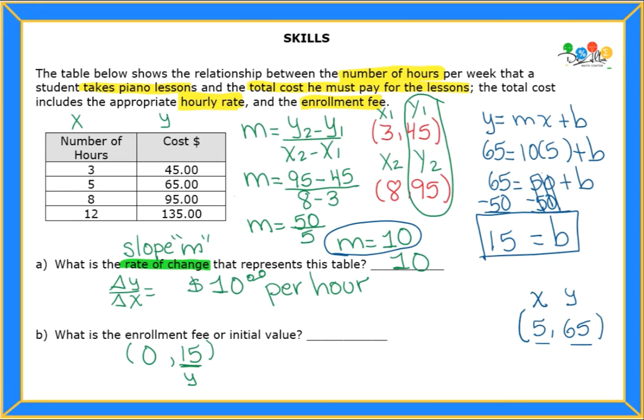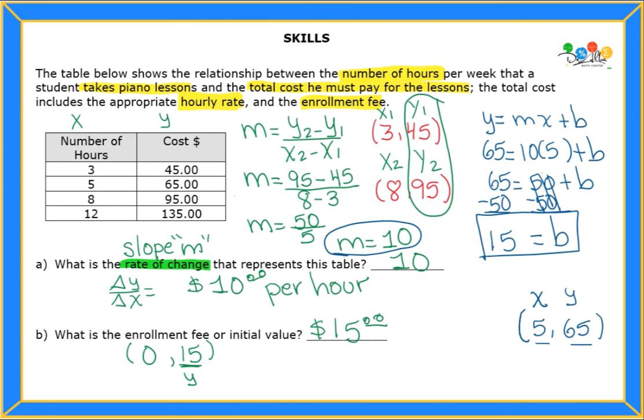So the answer for letter B, what is the initial value? Okay, the initial value is going to be $15. If you want to go back and see if it makes sense, basically it means that before they charge you for any hours of the piano lessons, you will need to pay $15 just for the enrollment. After that, whichever or as many hours as you use, you will need to pay $10 for each one.